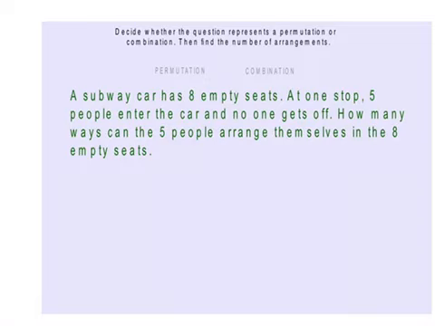In the first example here, a subway car has 8 empty seats. At one stop, 5 people enter the car and no one gets off. How many ways can the 5 people arrange themselves in the 8 empty seats? The word that sticks out to me right here is arrange. This word means permutation. It means order matters. We're arranging them in an order, first, second, third, whatever you want to call it, but we're arranging them in a specific order. So that's a permutation. So I have 8 total, and I'm going to pick 5 of them.